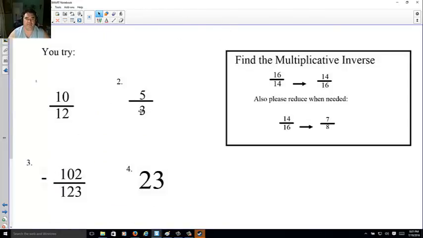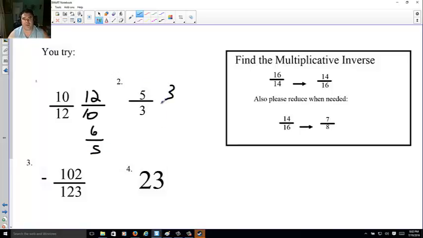You try. Go ahead. Try these 4. Let's see how you did. We will do, instead of 10 over 12, we make 12 over 10. And if you're really special, you could make 6 over 5, or 1 1/5.